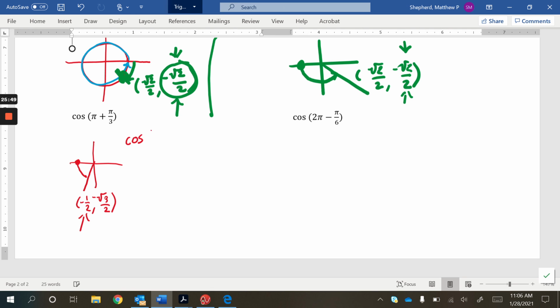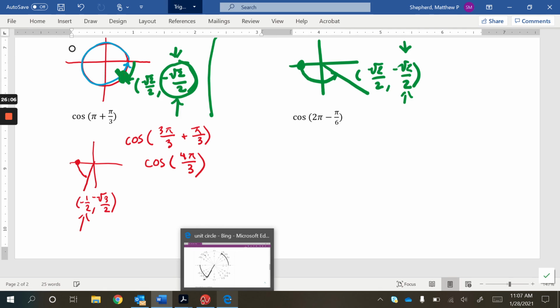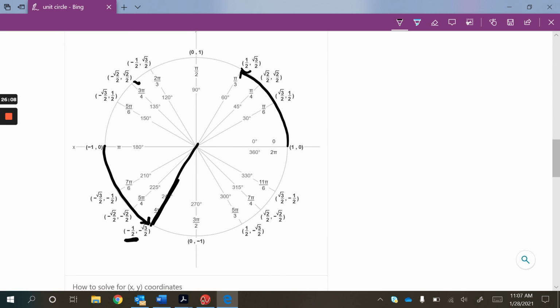Okay, we also could have done this by doing 3 pi over 3 plus pi thirds, which is then going to give us the cosine of 4 pi thirds. And if we look back at that unit circle, sure enough, that's exactly what that line was, 4 pi thirds.